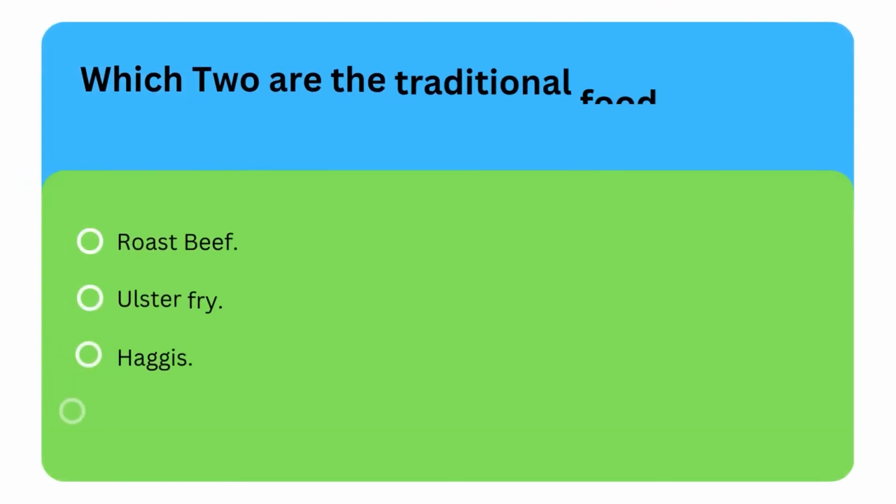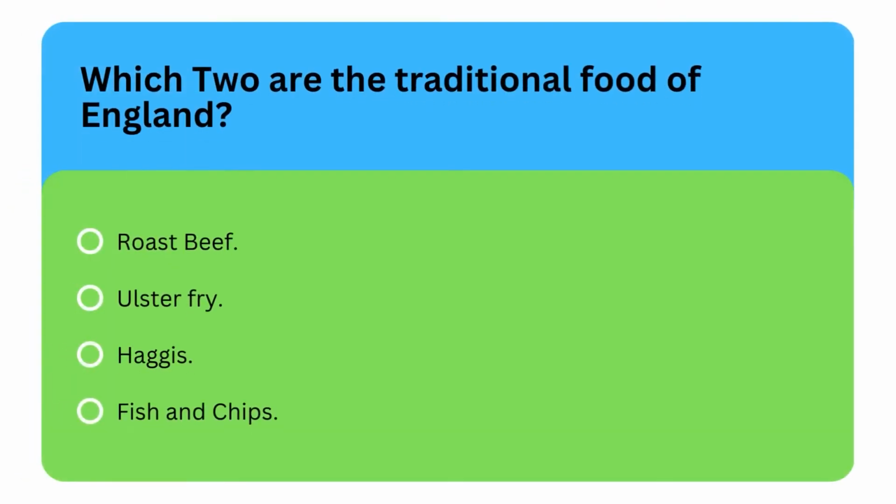Next question is, which two are the traditional food of England? Options are roast beef, ulcer fry, haggis, or fish and chips. So the correct option is first one and last one. Roast beef and fish and chips are two traditional foods of England.